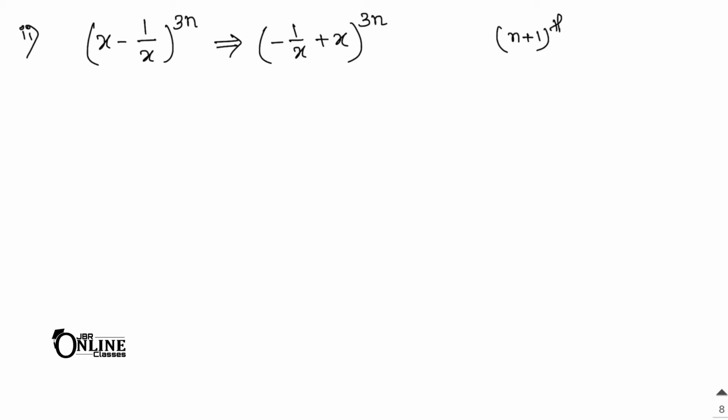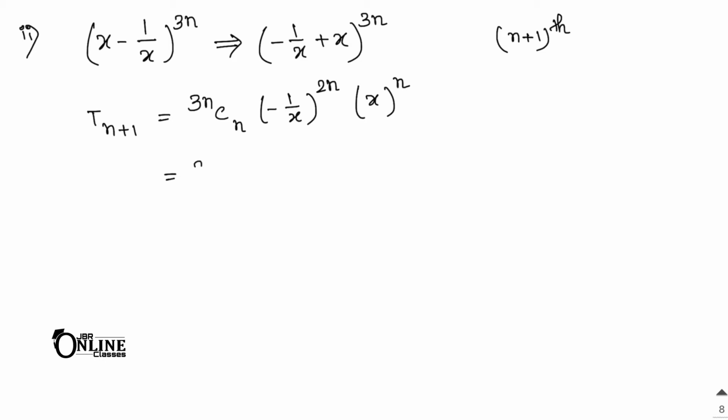Now sum number 2. Find the n plus 1th term from the end of the expansion (x minus 1 by x) whole to the power 3n. So here the next one will be (minus 1 by x plus x) whole to the power 3n. So now the n plus 1th term means T n plus 1. So that one will be 3nCn, then (minus 1 by x) whole to the power 3n minus n, that is 2n, and then x to the power n here.